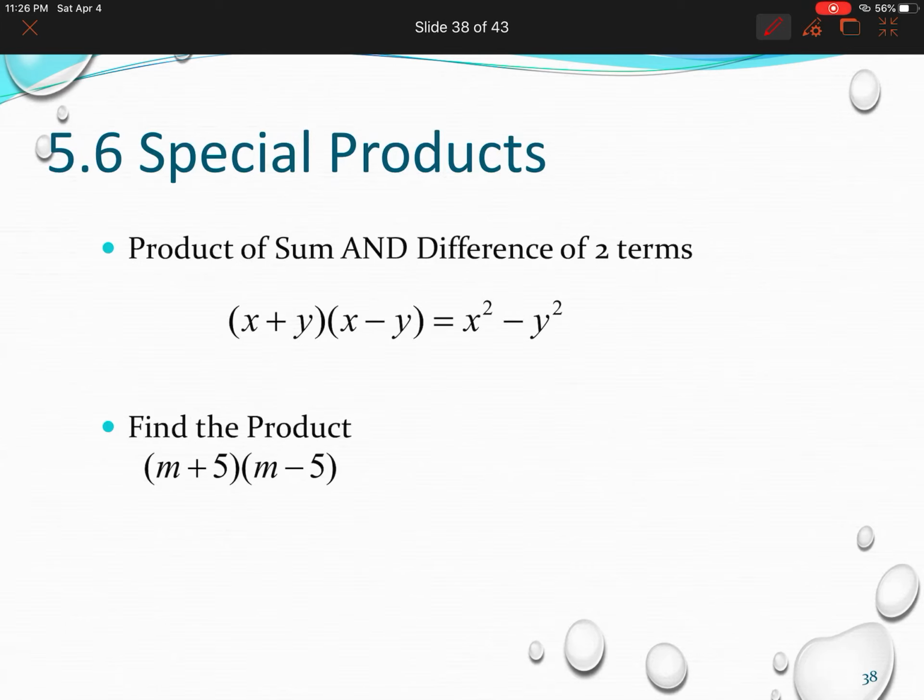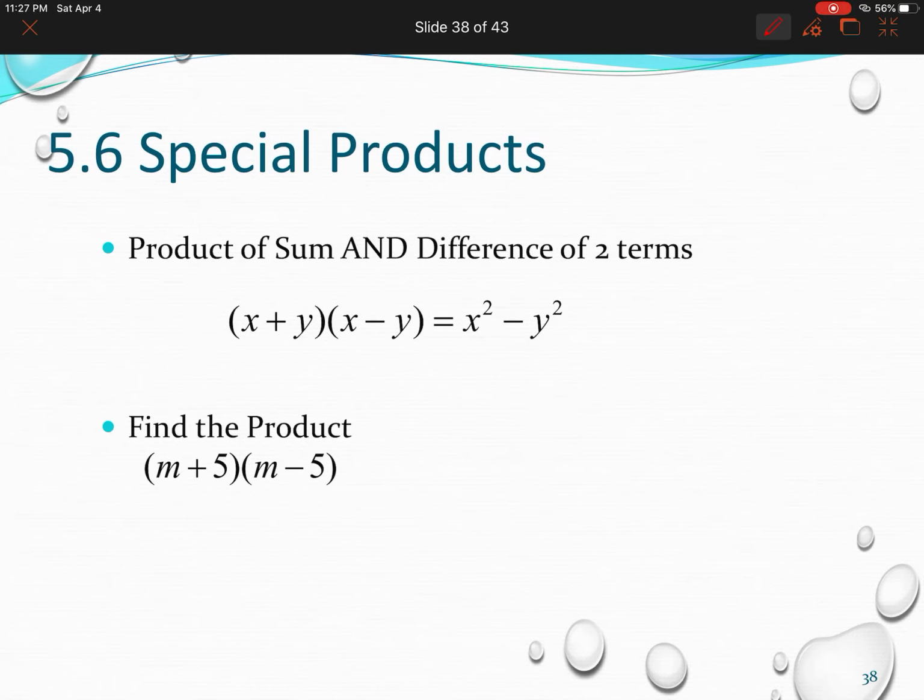Okay, so we're going to continue in section 5.6. We just got through in the previous video talking about how to square a binomial. And the next special product, and this is the last one of this chapter, is about how to multiply a sum and a difference of the same two terms.